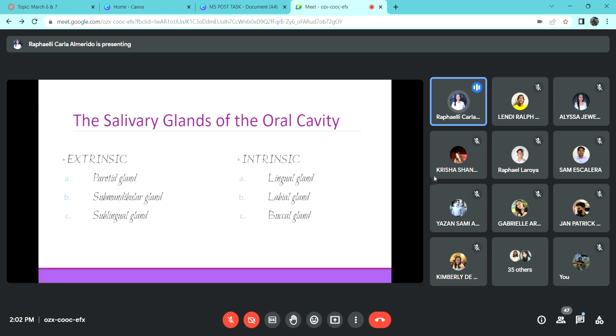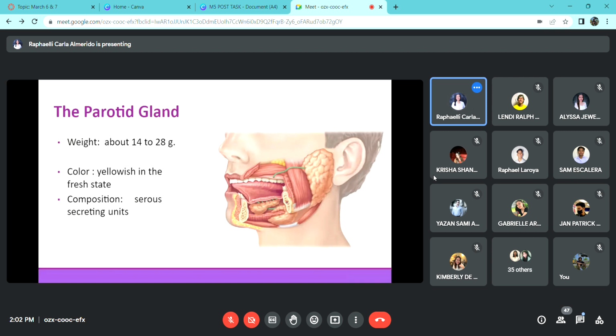Salivary glands. For the extrinsic, these are the major glands. Okay, we have the parotid gland, the submandibular gland, and the sublingual gland. Okay, for the intrinsic glands, we have the lingual, labial, and buccal glands. Right, so let's now go to the extrinsic salivary glands or your main glands.